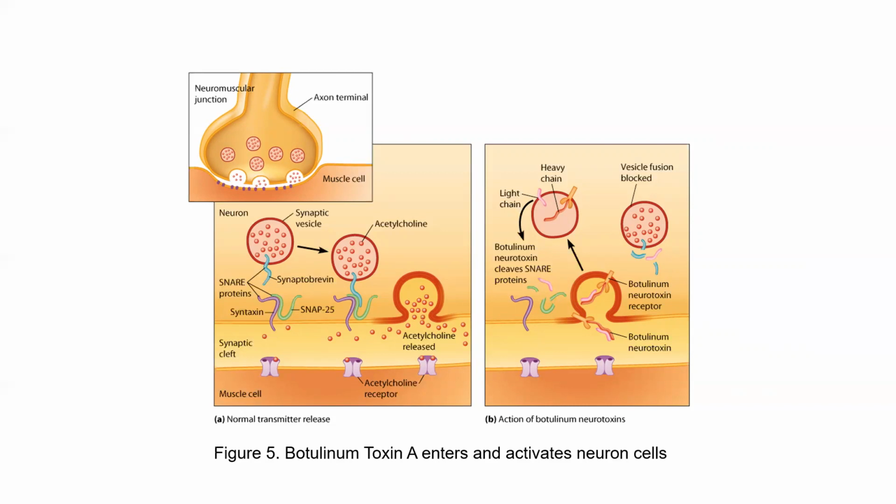But once the light chain of toxin A enters the neuron cell, we will see that it will cleave the protein. So those SNARE proteins, the SNAP25, can no longer bind to the cell surface anymore. So instead, the vesicle would be blocked, and the acetylcholine can no longer be delivered to the muscle cell, and that would block the muscle contraction, which is really a deadly condition.